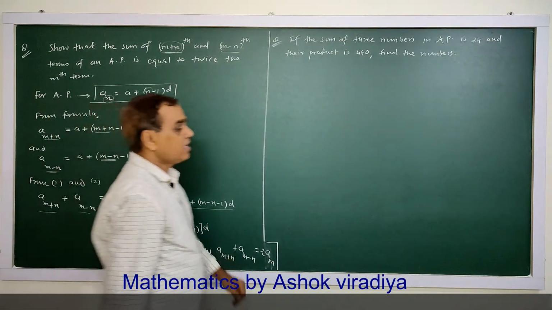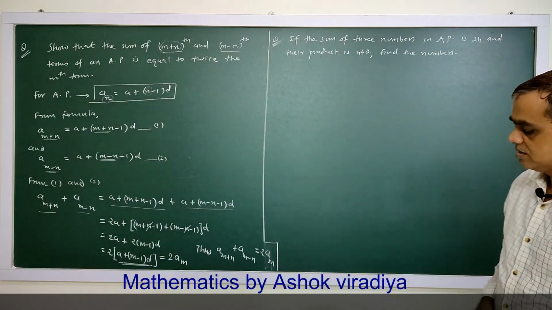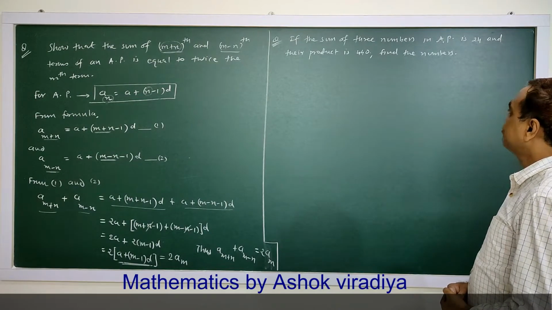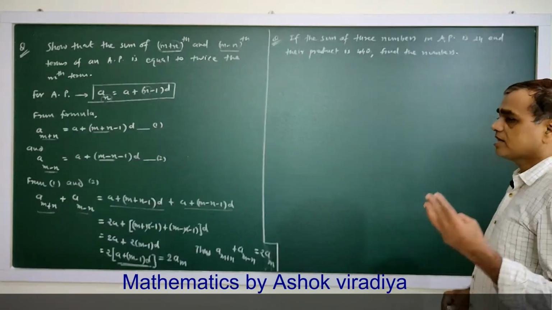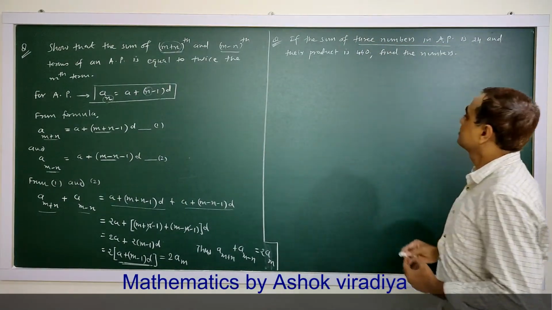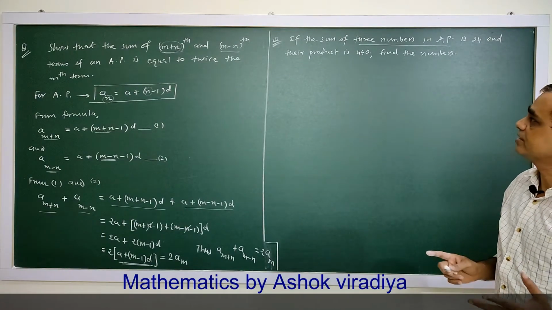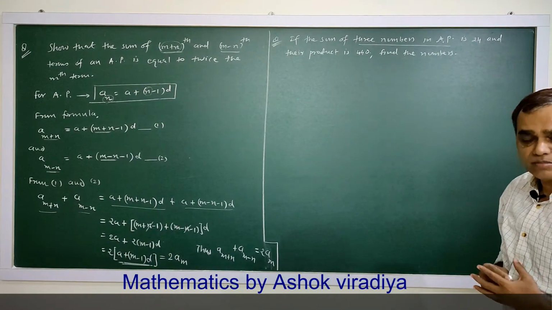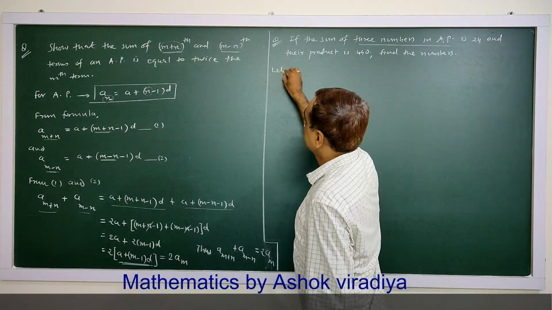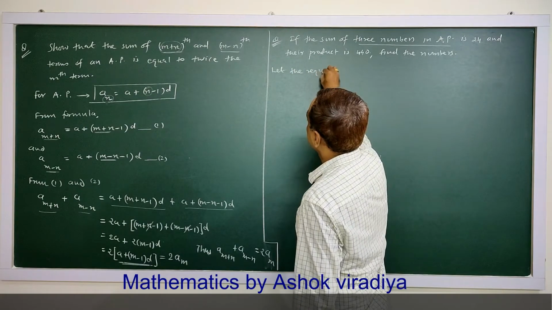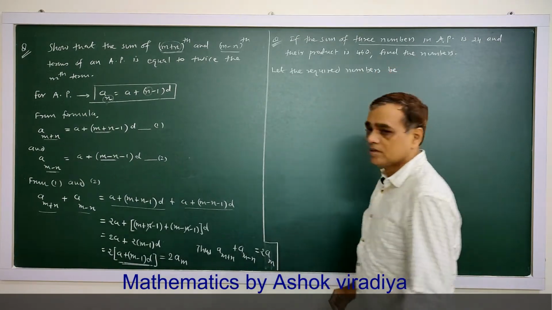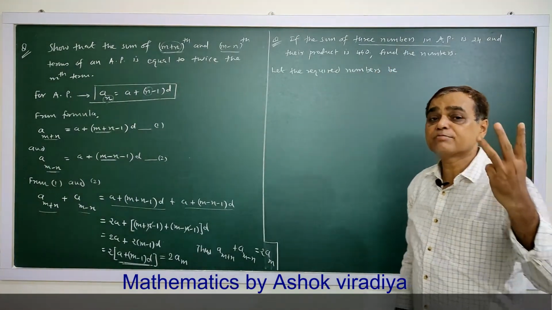Now in this question, the sum of three numbers in arithmetic progression is 24. We are asked to find the three numbers in AP. Its sum is 24 and the product is 440. Find the numbers. So here let the required numbers be three numbers in arithmetic progression.